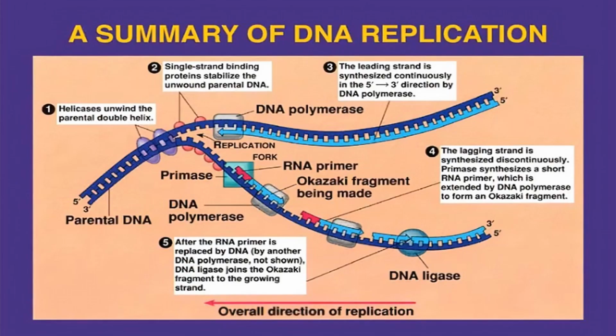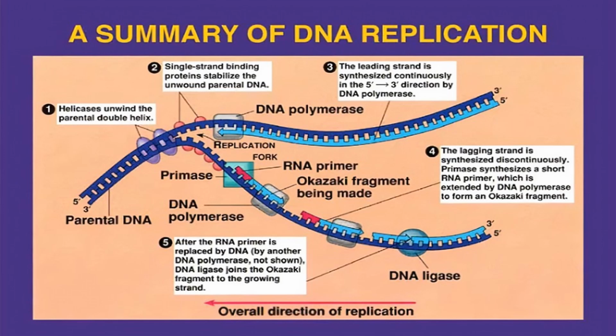Okay, the summary of DNA replication. It involves 5 steps. Number 1, helicase unwinds the parental double helix. Number 2, single strand binding protein stabilizes the unwound parental DNA. Number 3, the leading strand is synthesized continuously in the 5' to 3' direction by DNA polymerase. Number 4, the lagging strand is synthesized discontinuously. Primase synthesizes a short RNA primer which is extended by DNA polymerase to form an Okazaki fragment.